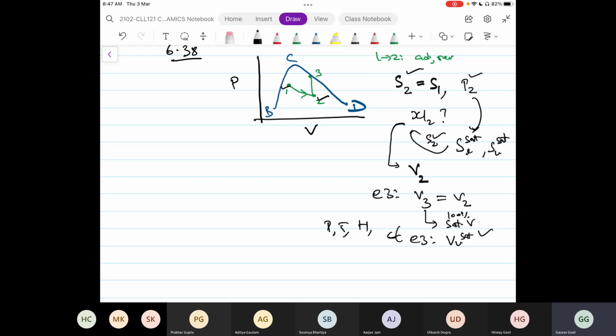Okay. So once state points 1, 2, and 3 are fully specified, you can do the heat and work calculation. So you can complete it yourself. That is the procedure you're going to follow. Any question on that?